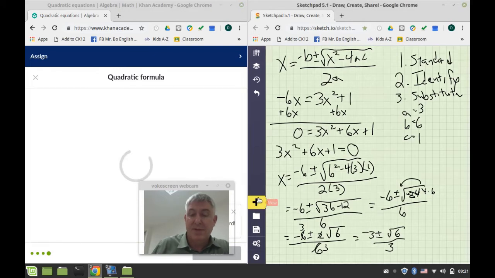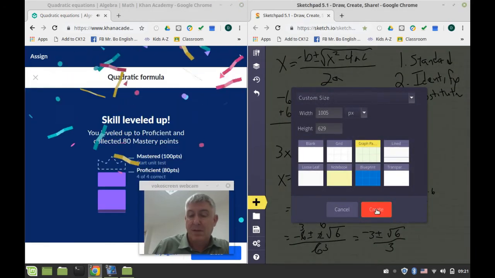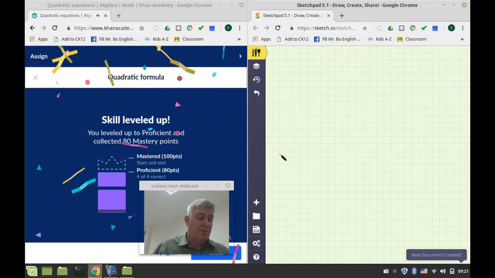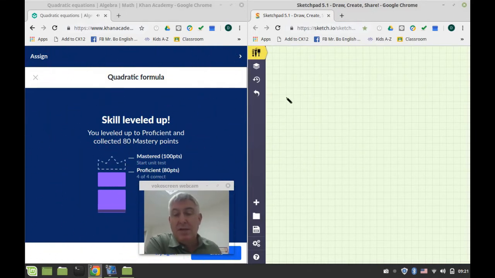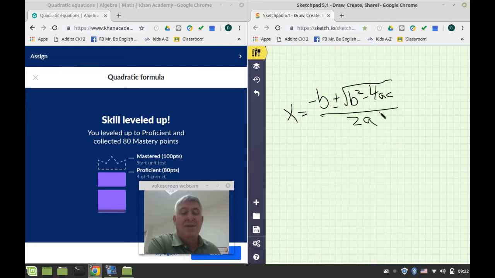All right, let's get a new piece of paper. So remember, this is the formula. X is equal to negative b plus or minus the square root of b squared minus 4ac, all over 2a. Probably one of the two most important formulas that you will learn in high school math.